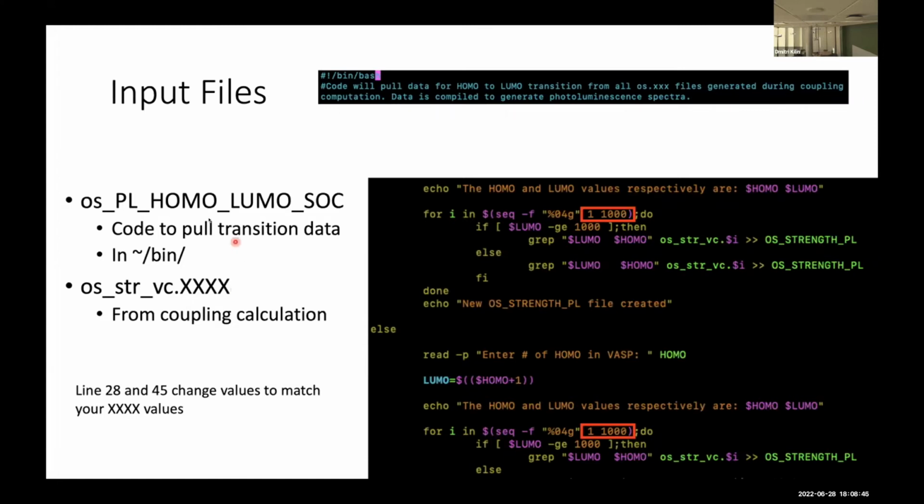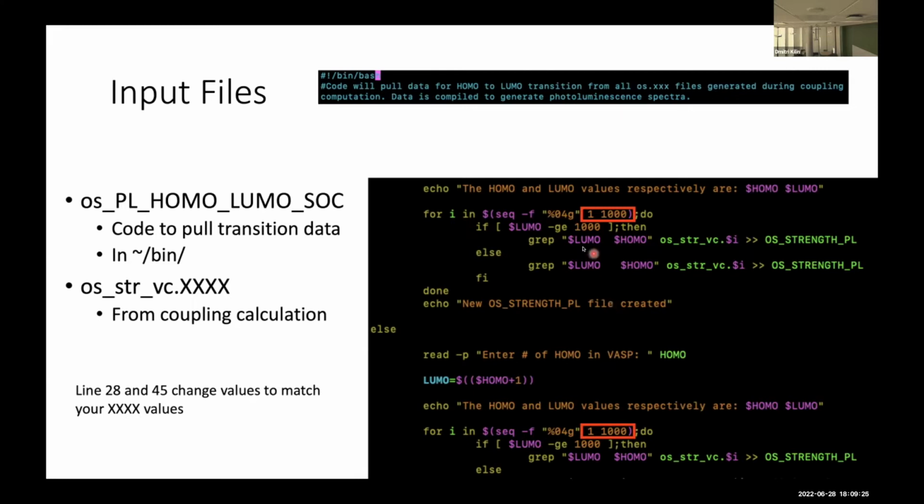If we open up this OS_PL script, you're going to see what we have over here. In the red box, I have the values of X in the oscillator strength files that you have. However many you have, you should fill in here. Depending on what V script you use, you may also have to change this 4 in the %04G to 3, because that's setting it to 4 digits. And I think I'm the only one that uses code that sets it to 4 digits.